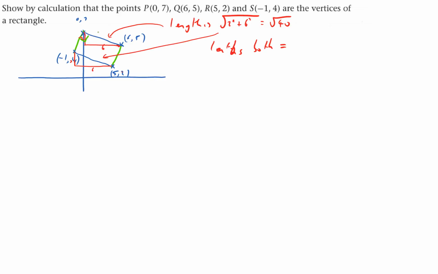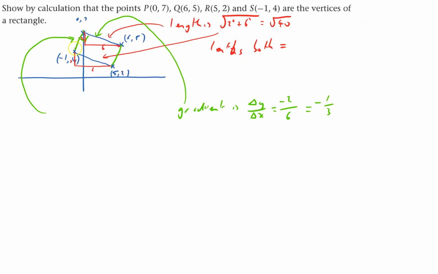So it's about a gradient. So gradient of that bit there. So gradient is change in y over change in x, and it goes down 2, so it's -2 over and goes across by 6, which equals -1/3.